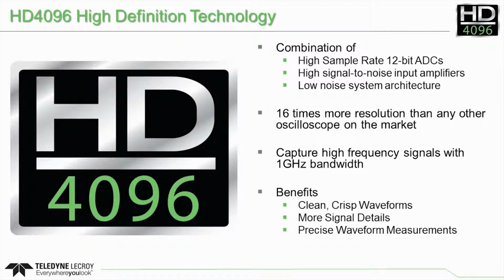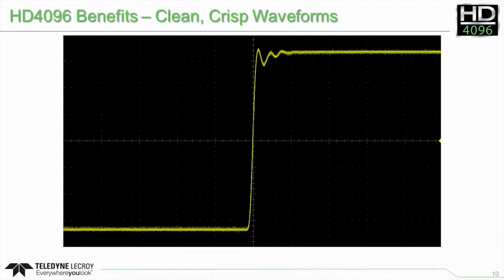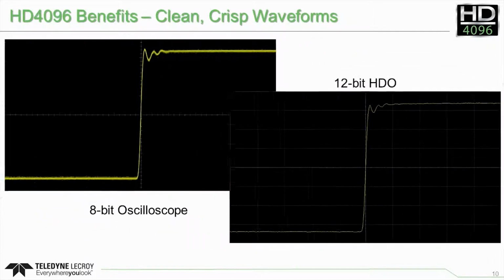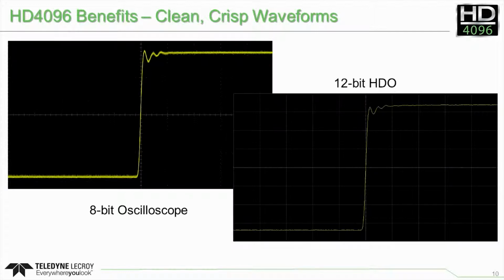These 3 components of HD4096 technology combine to give the user of a high-definition oscilloscope the ability to display crisp, clean waveforms, see more waveform details, and make measurements with unmatched precision. The benefits of HD4096 technology can be clearly seen even when looking at the most basic waveforms. Here, a basic pulse was captured on an 8-bit oscilloscope. Compare it to the same pulse from an oscilloscope with 12-bit HD4096 technology. The waveforms are thinner, cleaner, and crisper.